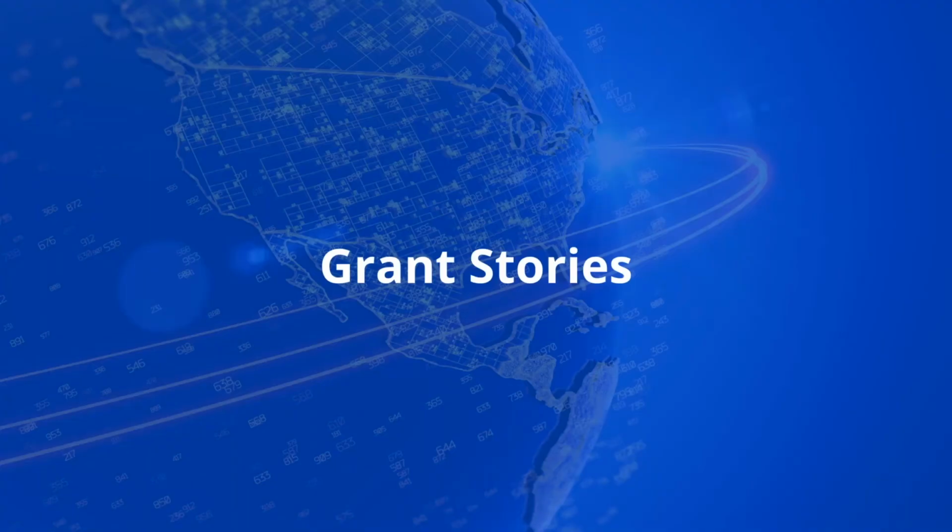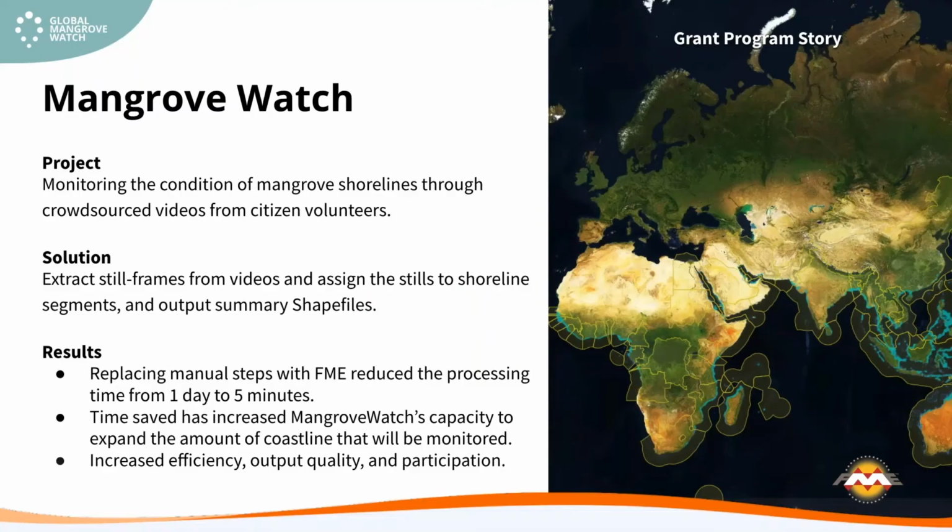And now we'll be taking a look at a couple of success stories with organizations participating in the grant program and the amazing ways they've been using FME to make positive changes in the world. The first is Mangrove Watch, which is a partnership between scientists that visually evaluate the condition of mangroves in photographs and concerned citizens that are willing to collect the imagery for the evaluation.